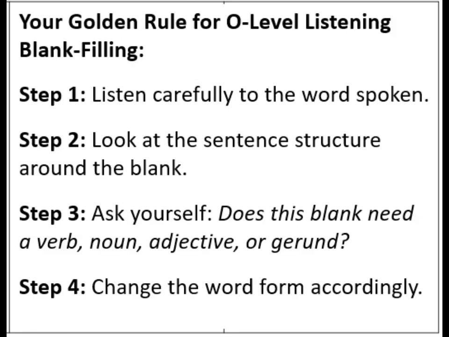Your golden rule for O-Level listening. In blank filling, listen carefully to the words spoken. Look at the sentence structure around the blank. Ask yourself, does this blank need a verb, noun, adjective, or gerund? Change the word form accordingly.